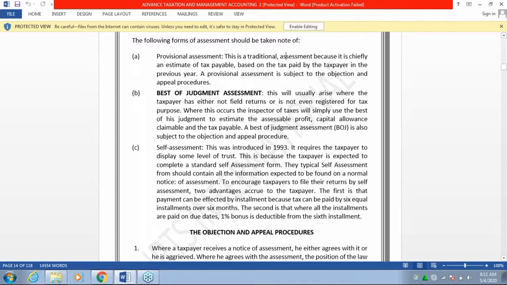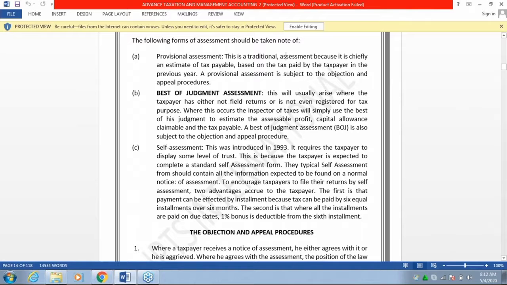Then we have the self-assessment. This self-assessment was introduced in 1993. It required the taxpayer just to display some level of trust. That is, the taxpayer will state that this is exactly what is expected of him, based on the returns or the profit. So this is simply because the taxpayer is expected to complete a standard self-assessment form.